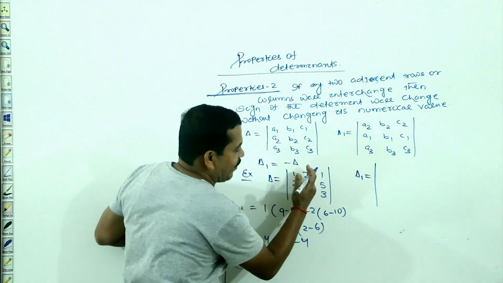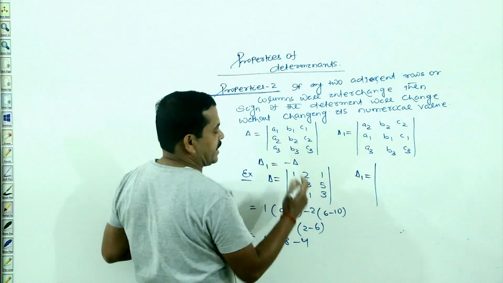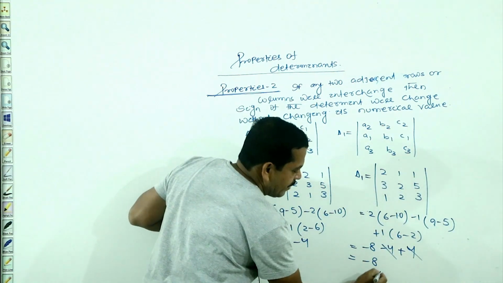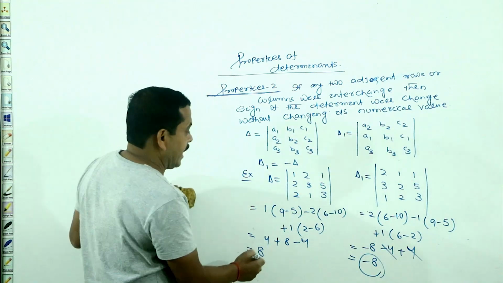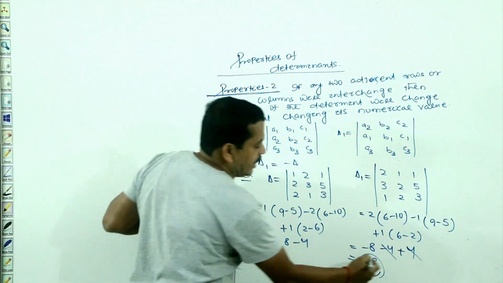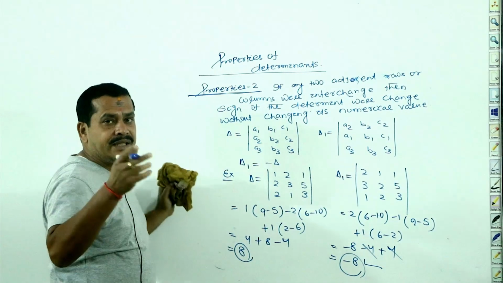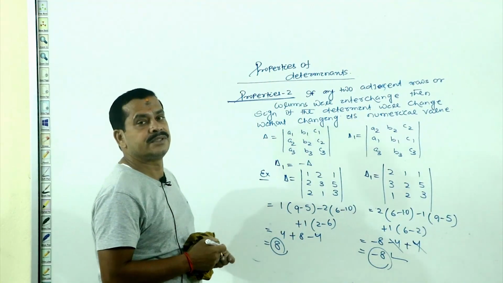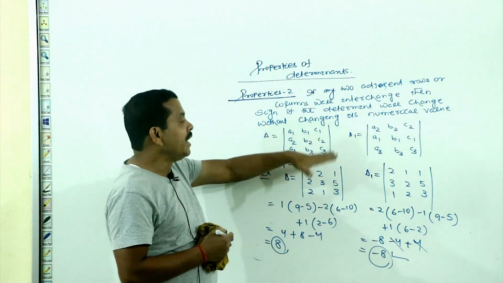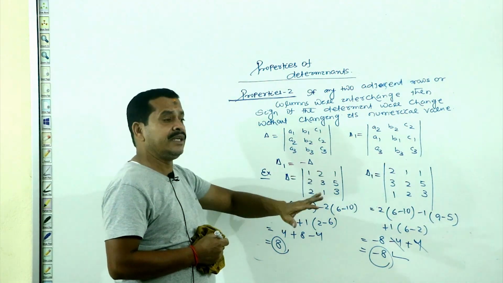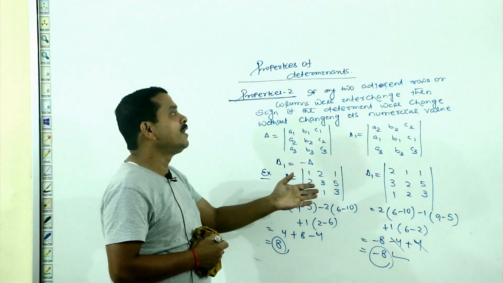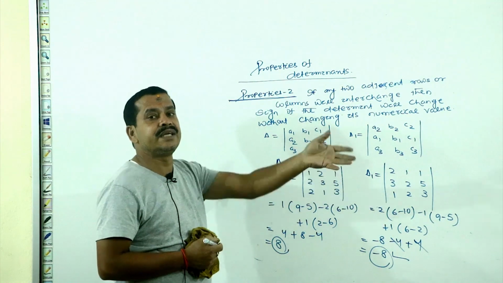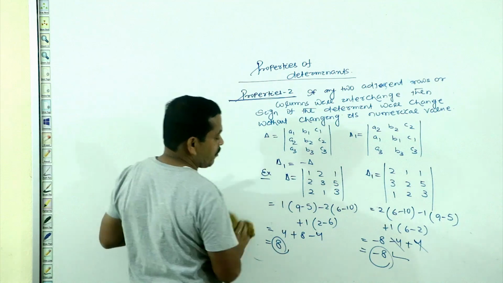Now interchange the first column to the second column and the second column to the first column. We will get minus 8. Here del is 8, but del 1 is minus 8. Only the sign changes without changing its numerical value. That is property 2. It means if we interchange any two rows or columns, then the sign of the determinant will change without changing its numerical value. That is property 2.